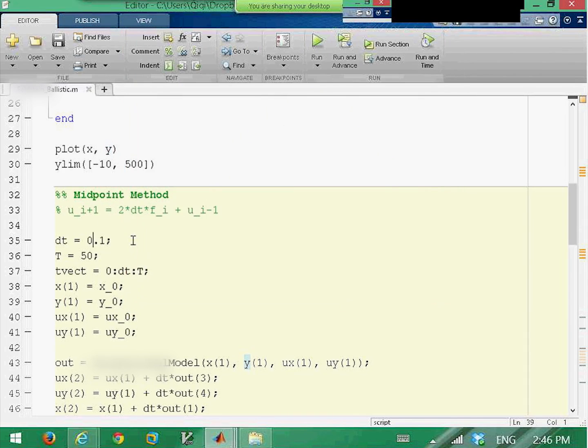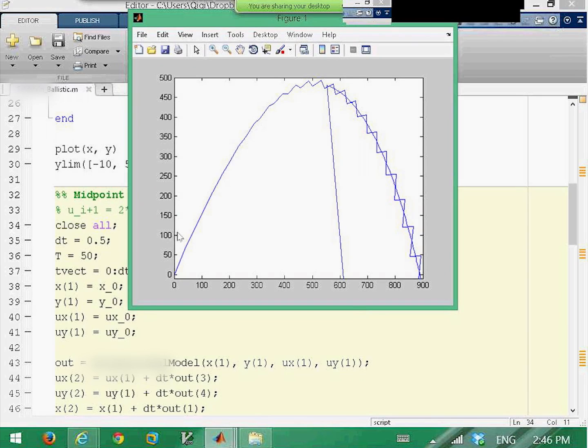What if I change the delta t to 0.5? I'm going to close all the figures in the beginning of this, so that I close my last figure, and I'm going to run it again. Ouch, I get this. So what happens? This doesn't actually defeat the analysis of the scheme being globally accurate, right?